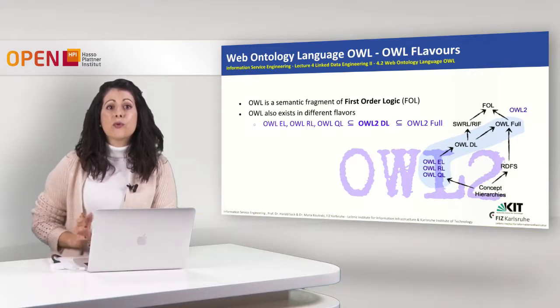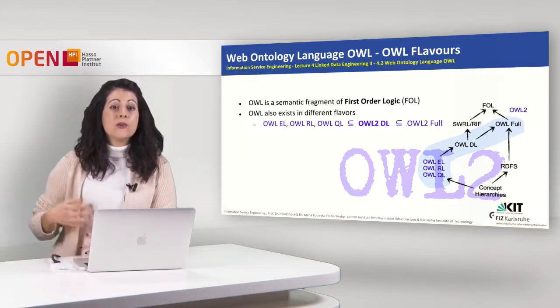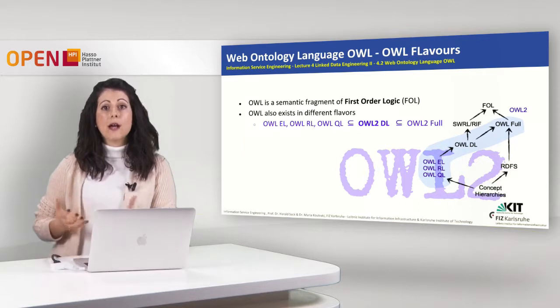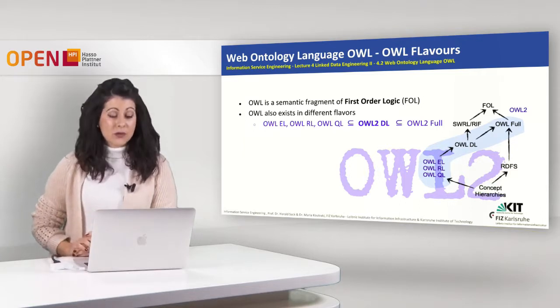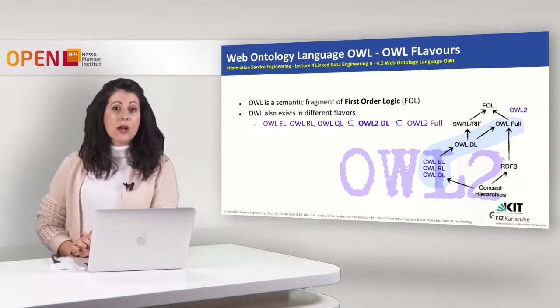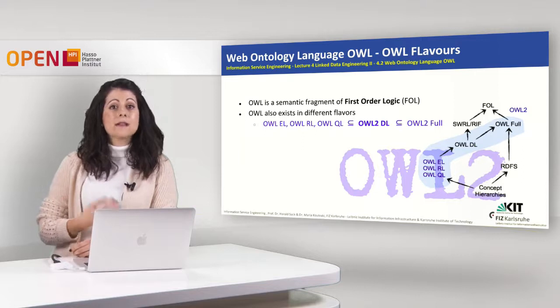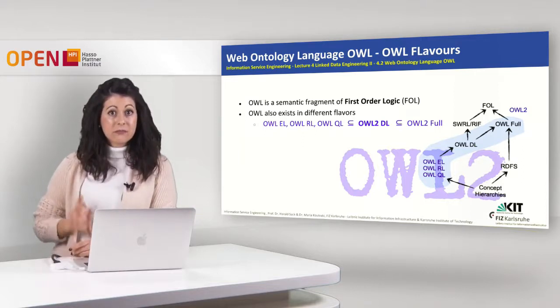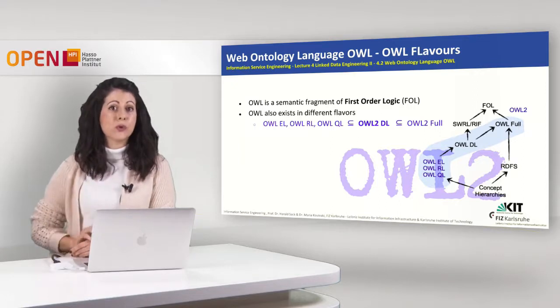It's a language of knowledge representation for authoring ontologies. It's a semantic fragment of first-order logic and comes in different flavors. Here we see some of the flavors. So we have OWL-EL, OWL-RL, and OWL-QL, which are less complex than the one that comes after, which is OWL-DL. So in these lectures, we are going to focus on OWL-DL.